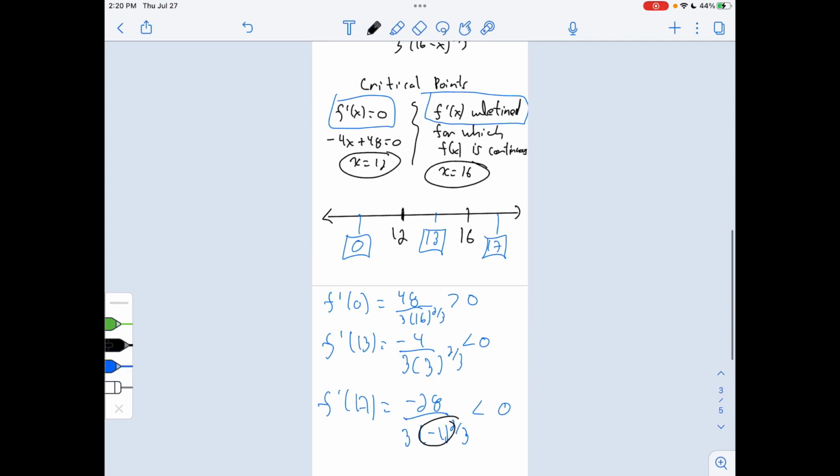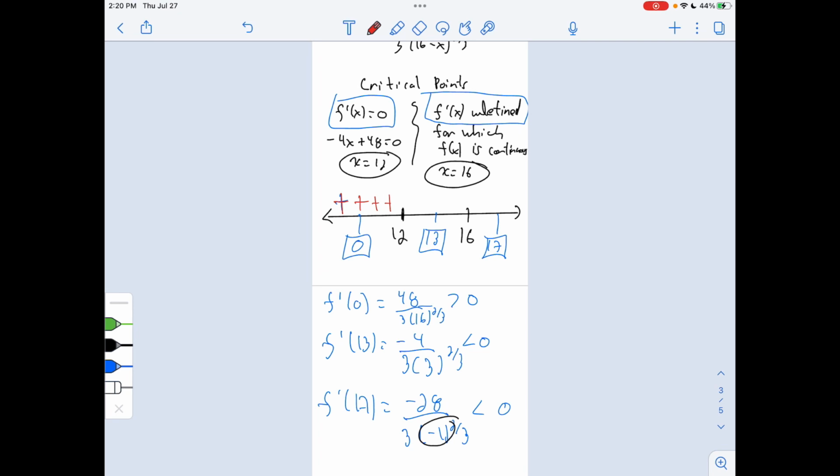So what do all these numbers mean? Well, what all these numbers tell you is whether the derivative is positive or negative. And we can interpret that as whether the function is increasing or decreasing. But it also tells you where you're going to have a relative min and max. So at 0, we got something that was positive. And let me use red here.